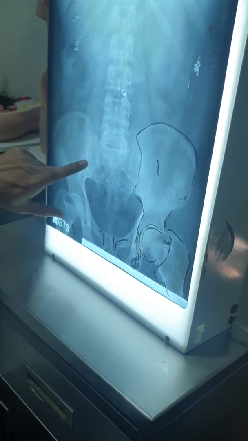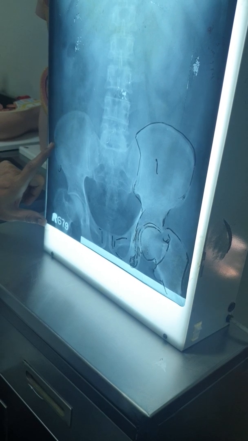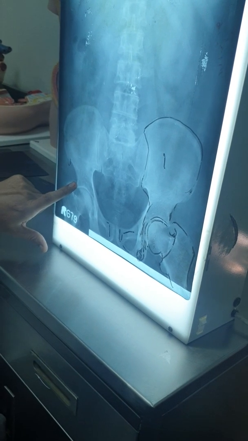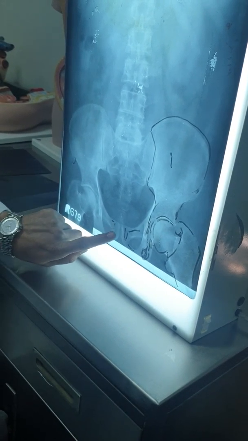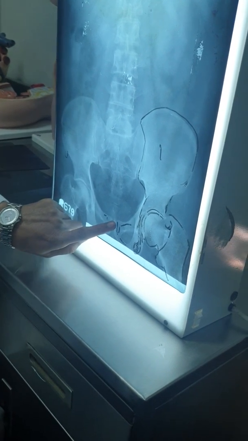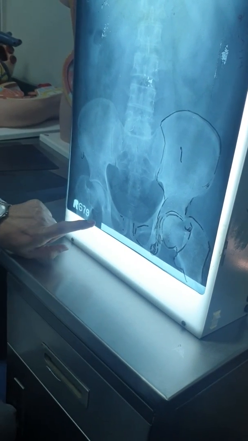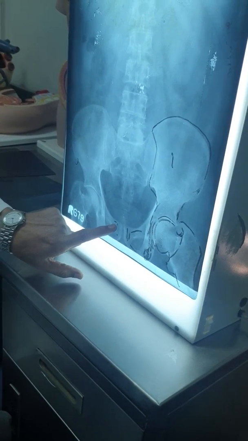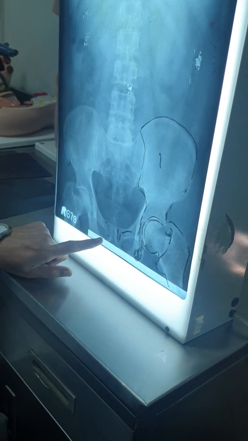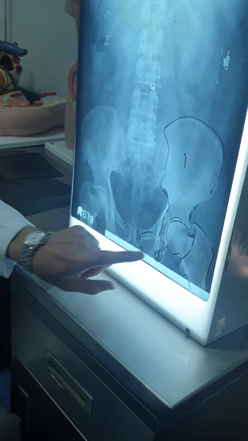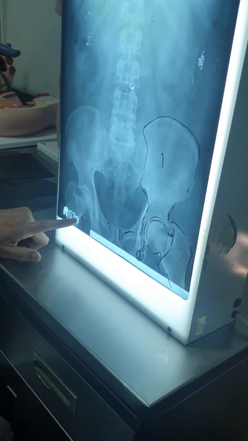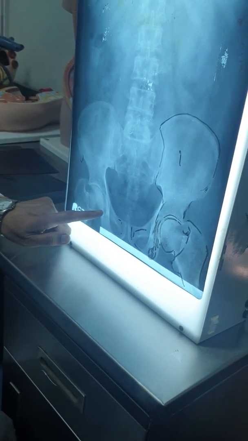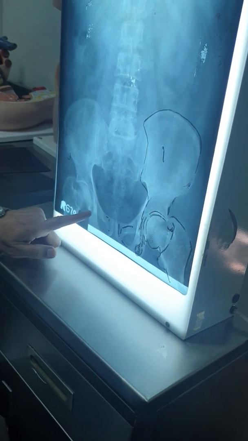Remember, sacroiliac joint, iliac crest, anterior superior, anterior inferior iliac spine, and this is the pubis, pubic symphysis, pubic tubercle. This is the ischium. So ilium, ischium, and pubis. This is the obturator foramen. And you will see one very important thing: the lower border of the neck of the femur makes a line continuous with the upper border of the obturator foramen.